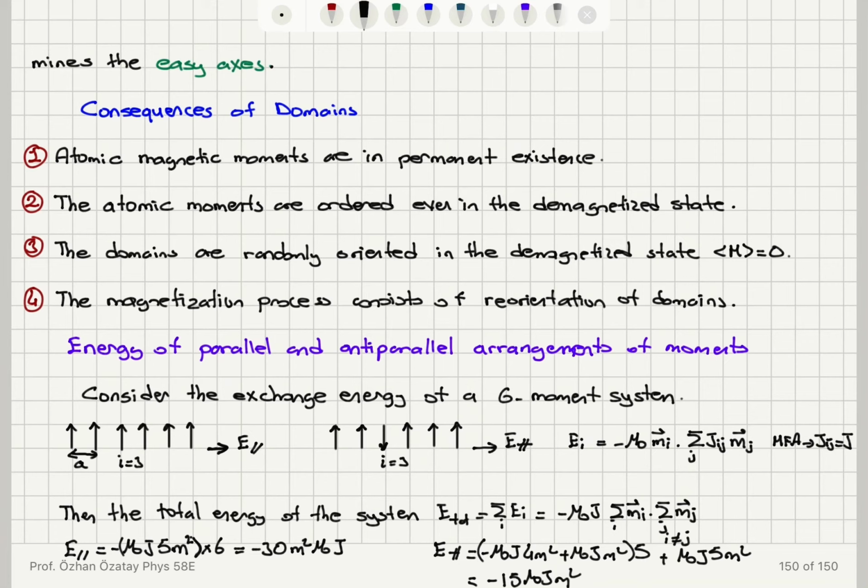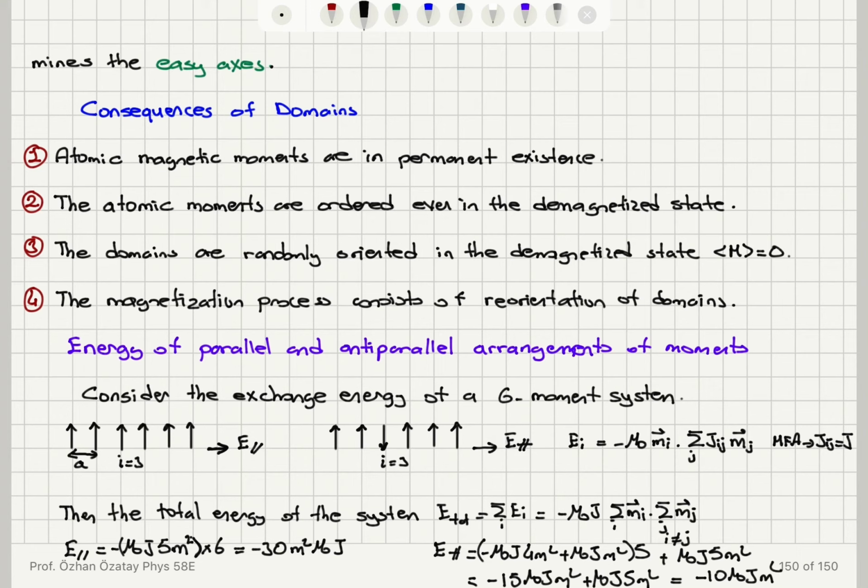So I will have minus mu 0 J 4m squared plus mu 0 J m squared, minus 3 mu 0 J m squared times 5. And for the third one, I have plus mu 0 J m squared, and that's happening 5 times. So this is plus mu 0 J 5m squared. So the end result is minus 10 mu 0 J m squared.